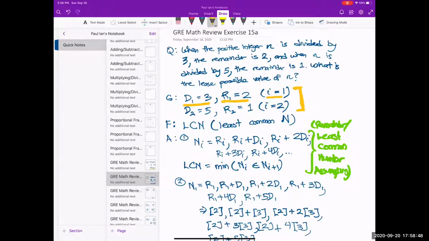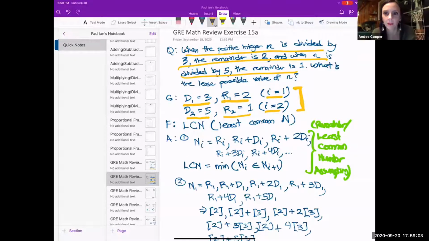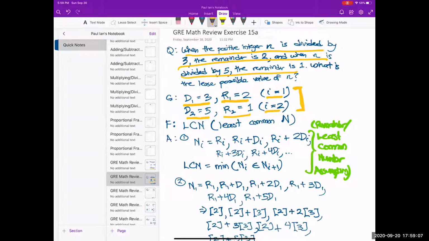And then this I right here is just grouping them. So my first group is D1 = 3, R1 = 2. Second group is D2 = 5, R2 = 1. And that's just from these guys, right? When it gives you two things, by 5, the remainder is 1. Yeah, so I would group it that way.